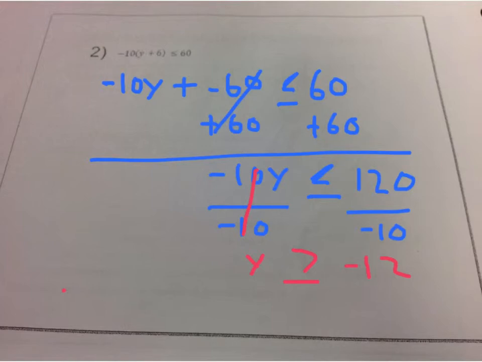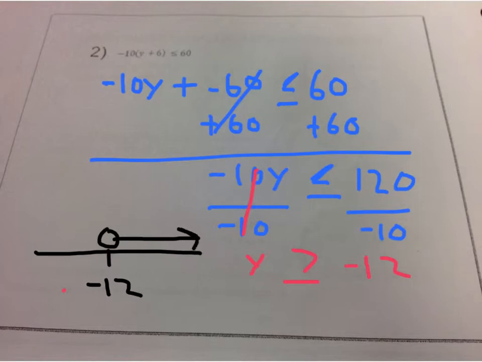So now to graph, I'm going to go ahead here, put a nice graph. I'm going to put negative 12 right in the middle. I always start with an open circle, and y has to be larger than, so I'm going to go to my right because those are larger. Okay, and since it can also equal negative 12, one of the solutions can be negative 12. I'm going to go ahead and fill in my circle.